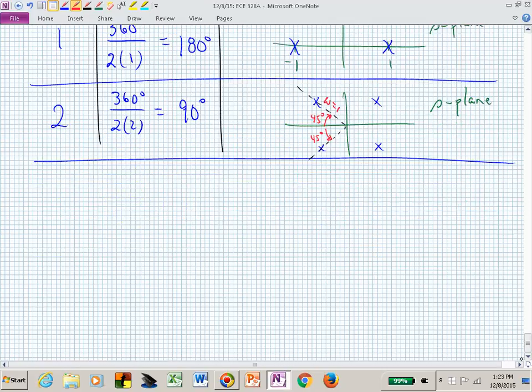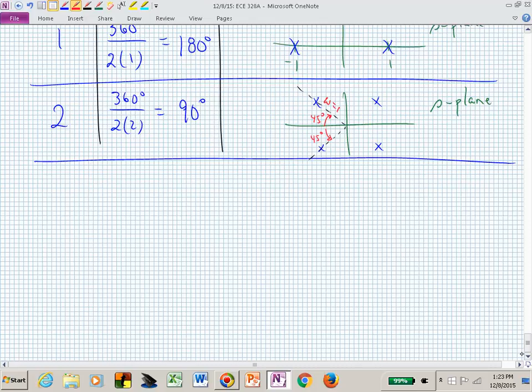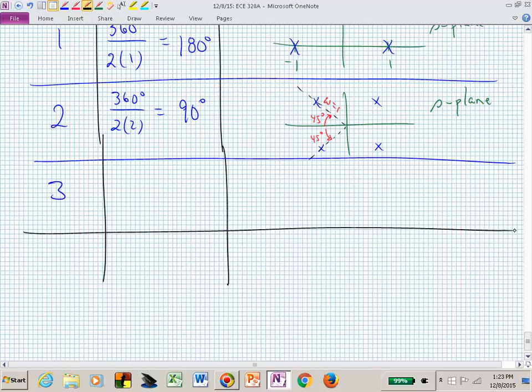Now you know how to design a second order low-pass filter that has Butterworth pole patterns, and they have a bandwidth of 1. And their curve is looking more like that red than, well, it's between the blue and the red. What about 3? The third order. What's the angular separation now? We now have 6 divided into 360. These are 60-degree separation.